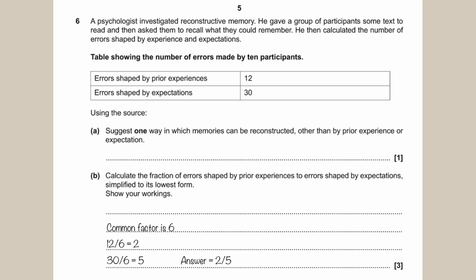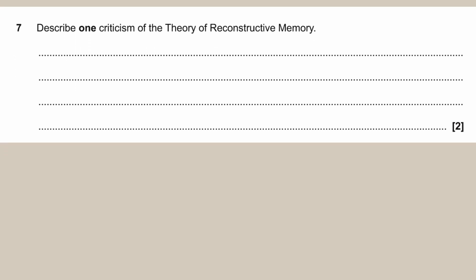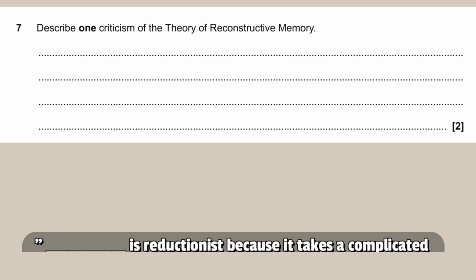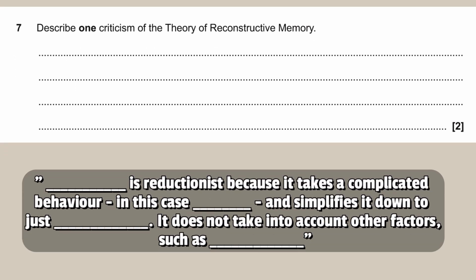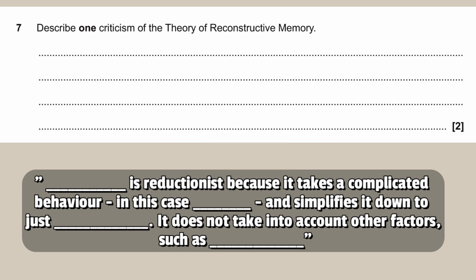And then to finish off the memory section, we're talking about questions 7 and 8. Question 7 being about describing a criticism of the theory of reconstructive memory. Well, why don't we put that little template to the test? It might be worth you pausing the video, grabbing a piece of paper and giving it a go first. Try and tell me why the theory of reconstructive memory is reductionist using the template that we came up with earlier. I'll give you a few seconds to pause the video.